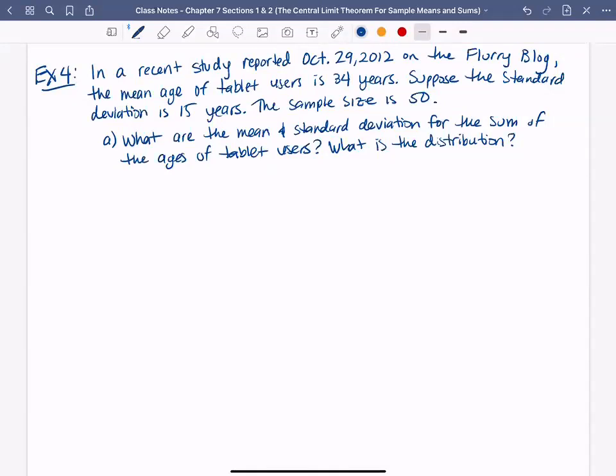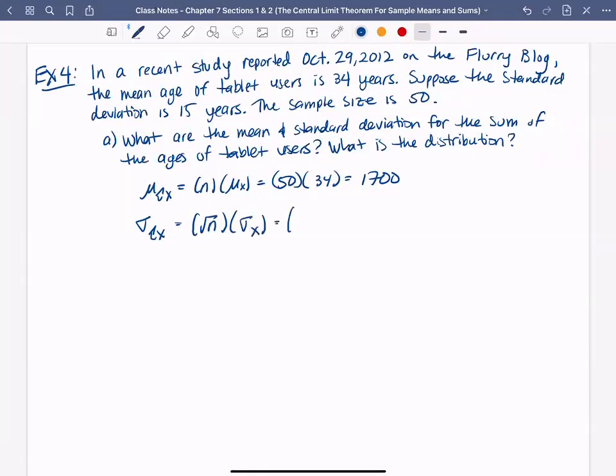So first, we need to find the mean of the sum, which is n times mu sub x. So we have 50 times 34 equal to 1700. Great. Next, the standard deviation of the sum is the square root of n times the standard deviation of x, the square root of 50 times 15. Now, on the last problem, I said stop here.